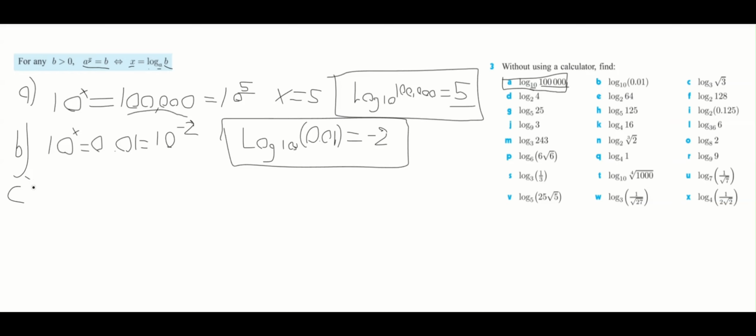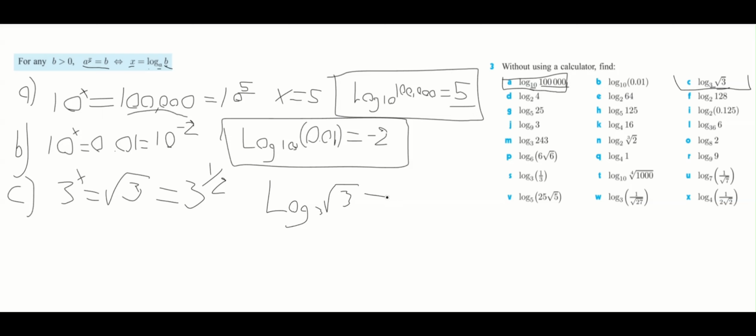Awesome. So let's get C done. A is 3, B is root 3, right? So again, 3 to the power of x equals root 3. And then here we're just going 3 to the power of 1 over 2 equals root 3. So that means that log base 3 of root 3 equals 1 over 2.